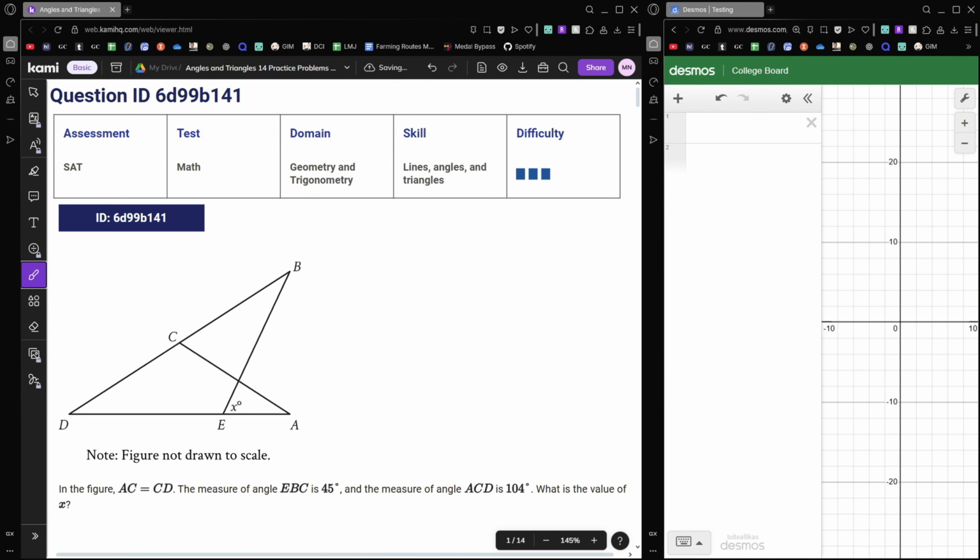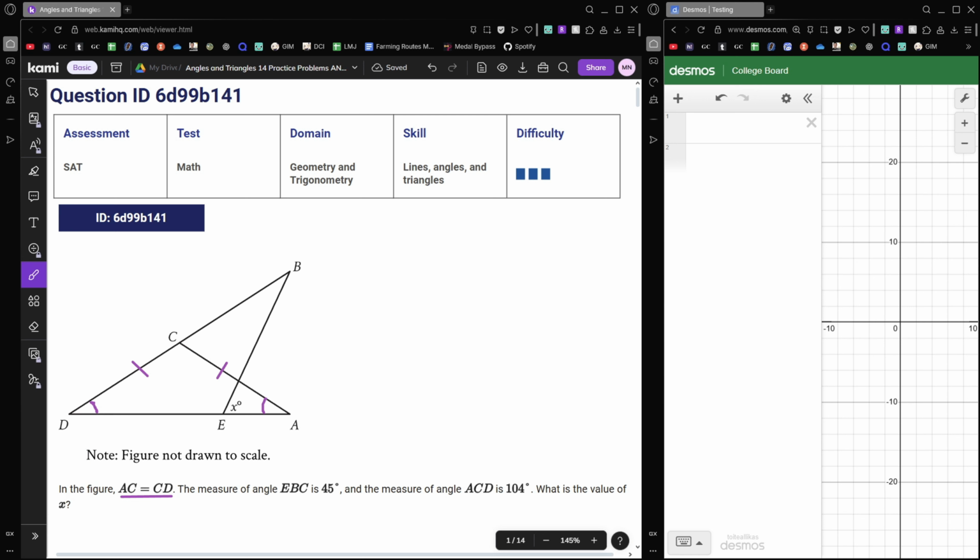In the figure, AC is equal to CD. So that means that this side is equal to this side. Now we have a triangle with two equal sides, making it an isosceles triangle. And remember, in isosceles triangles, the two base angles, so this angle right here and this angle, are congruent to each other. They're equal. Let's keep reading.